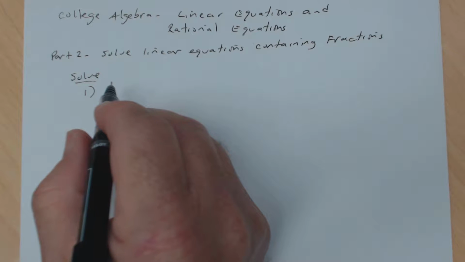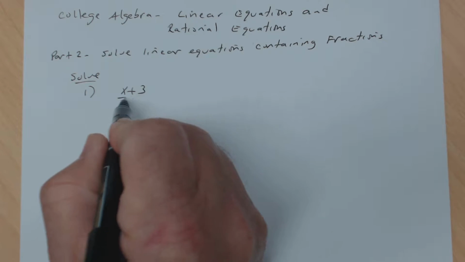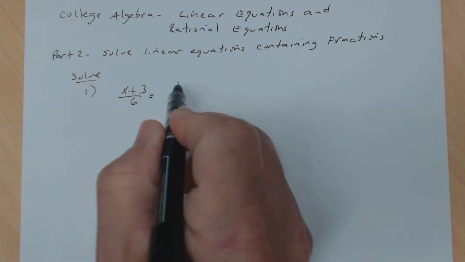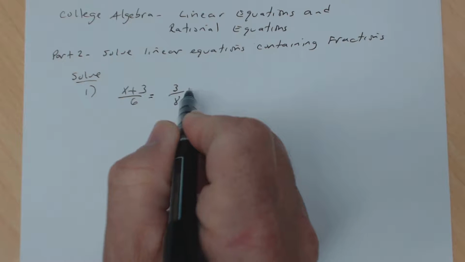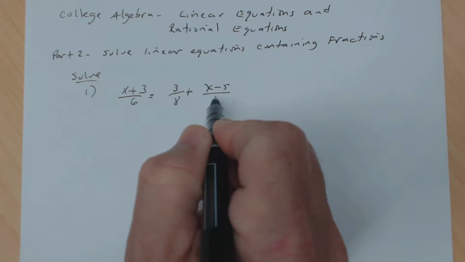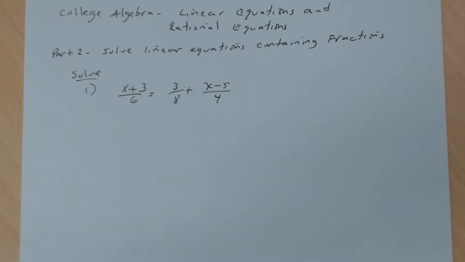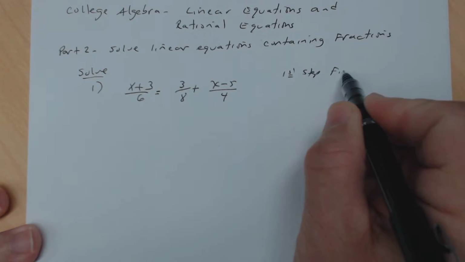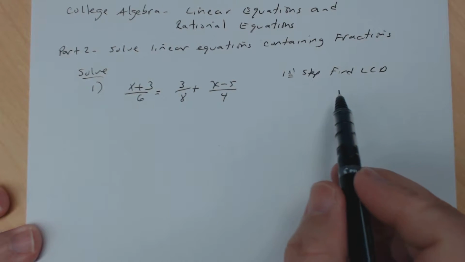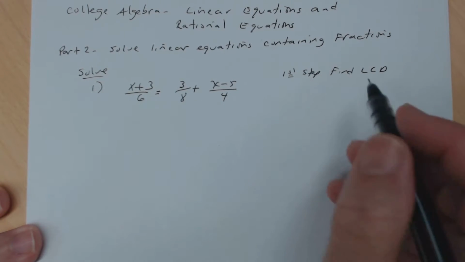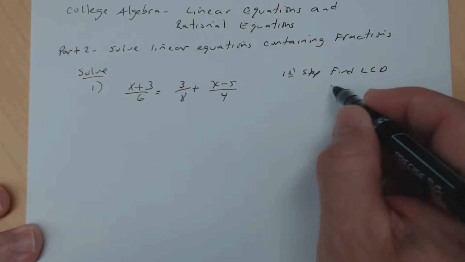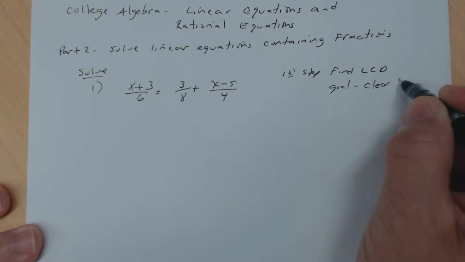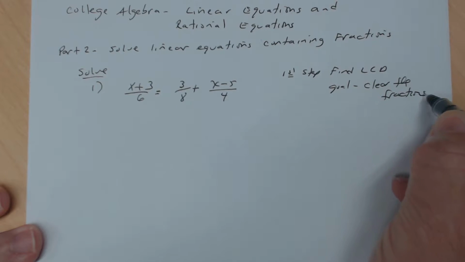We have x plus 3 divided by 6 equal to 3 eighths plus x minus 5 divided by 4. All right, so one of the first things you want to do, recall, when you have fractions, is to find the LCD. So the first step will be to find the LCD. Once you find the LCD, you're going to multiply both sides by the LCD so that we can clear the fractions. So the goal will be to clear the fractions.